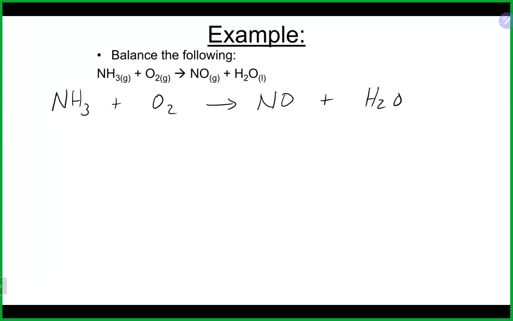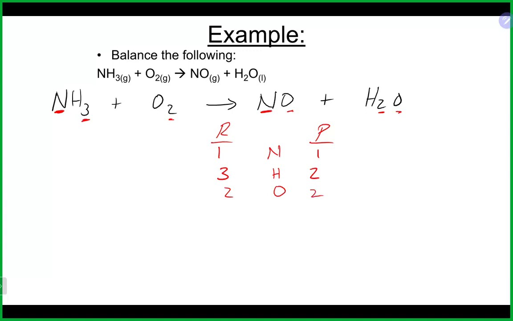Okay, let's take a look and see how you're doing. Once again, we're going to make a table here, a little reactant product side. Here we have nitrogen, hydrogen, and oxygen happening. On the left-hand side, we have one nitrogen. Right-hand side, we got one nitrogen. Left-hand side, we have three hydrogens. Right-hand side, we have two hydrogens. Left-hand side, we have two oxygens. And right-hand side there, we have two oxygens.